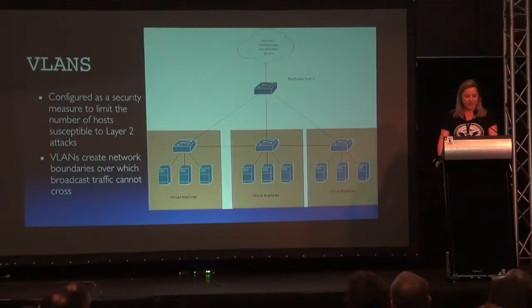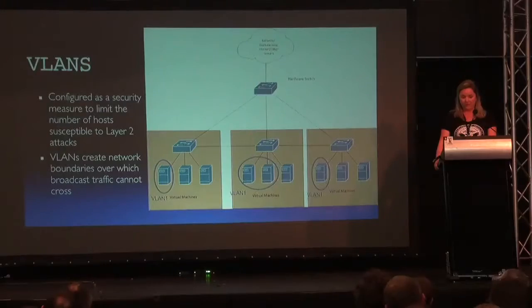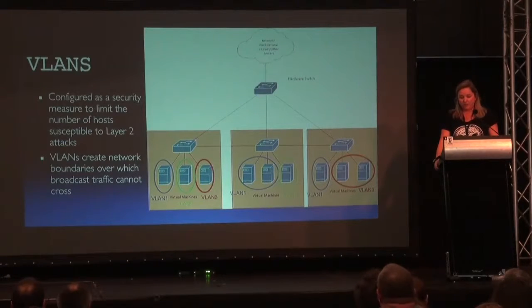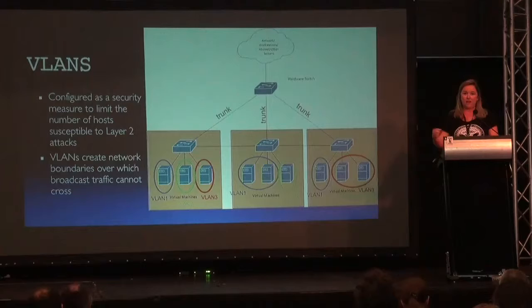Okay, so a refresher on VLANs, for people that can't remember, it's configured as a security measure to limit the number of hosts susceptible to a layer 2 attack, so pretty much limits your broadcast domain. And VLANs will create boundaries over which those broadcasts can't cross. So in the data center environment, you may have VLAN 1, 2, and 3. And because you want your VMs to be able to migrate between hosts, you'll generally put a trunk and allow vMotion between the hosts.